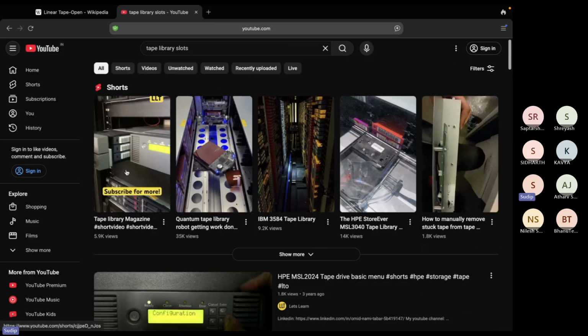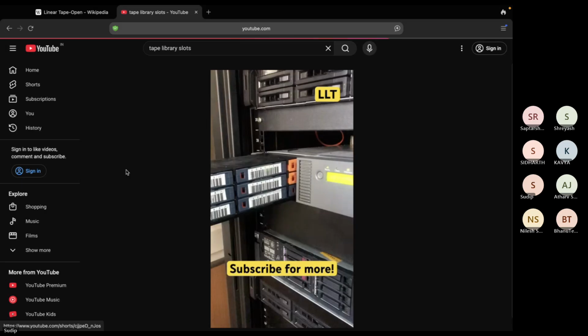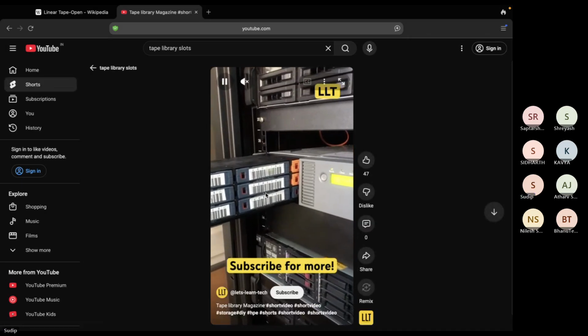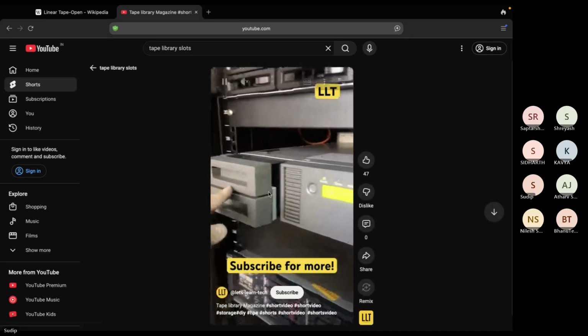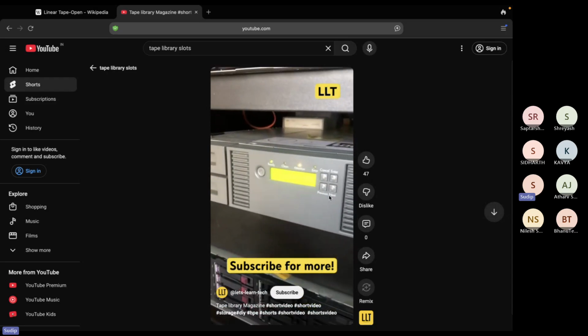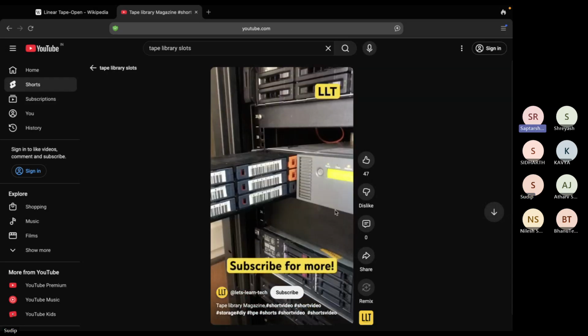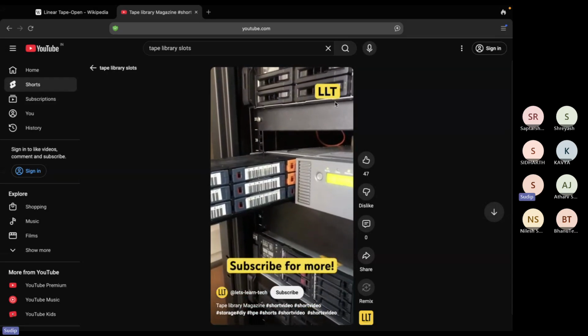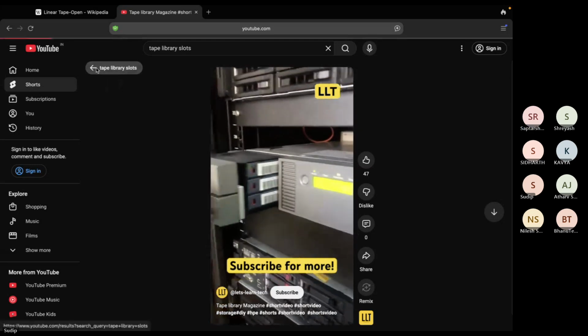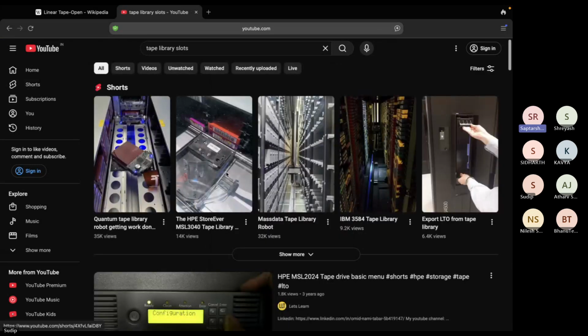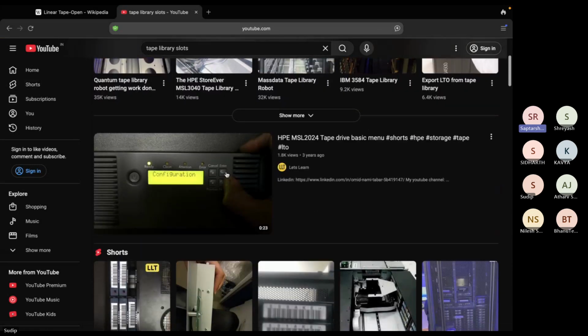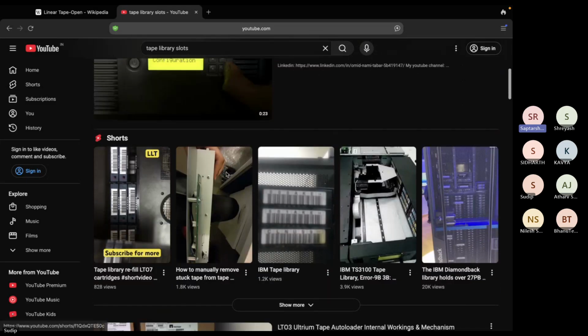Okay, you see here, these are the slots. So like this, you can load them into the tape library. So if one tape gets filled up, we can get it from here itself, right? And then replace it in the drives.